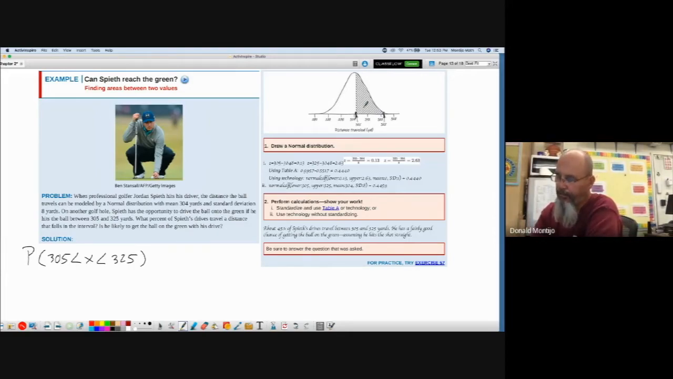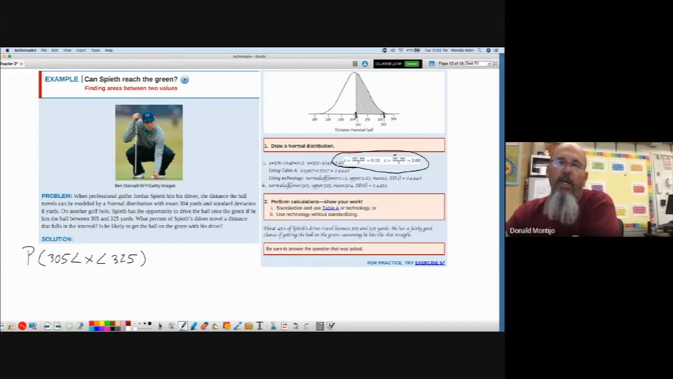All right, so we can find the z-score for both of these, which has been done up here. Find the z-score for 305, which is 0.13, and then find the z-score for 325, which is 2.63, and then find the area in between those two values on table A.